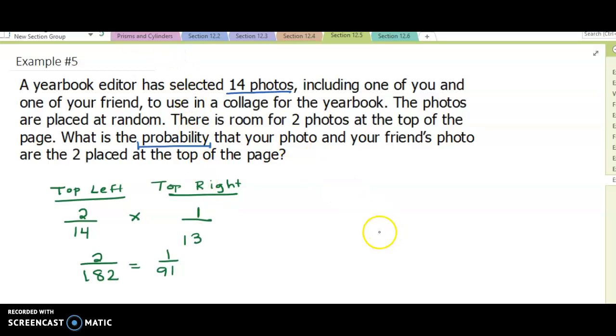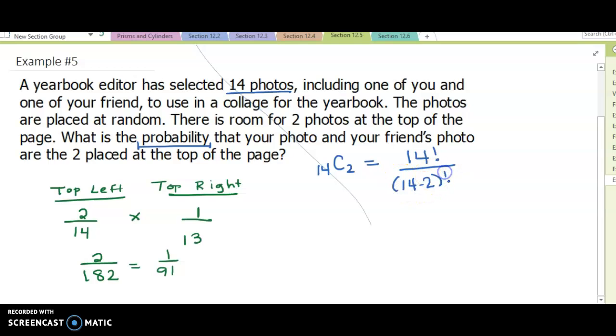Or we can do it by saying 14, well, let me move this up so we have enough room. 14 choose 2, and we use combinations because once again, it doesn't matter if I'm on the left, my friend's on the right, or my friend's on the left and I'm on the right. We're counting both of those a win. Okay, so that would be 14 factorial over 14 minus 2 factorial times 2 factorial.